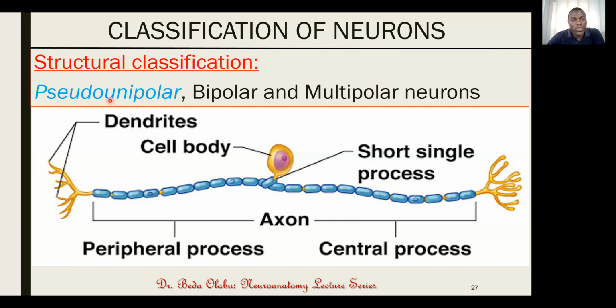So I've told you that pseudo-unipolar neurons are first-order sensory neurons from receptors of general sensations. Their cell bodies will be outside the central nervous system in most cases.